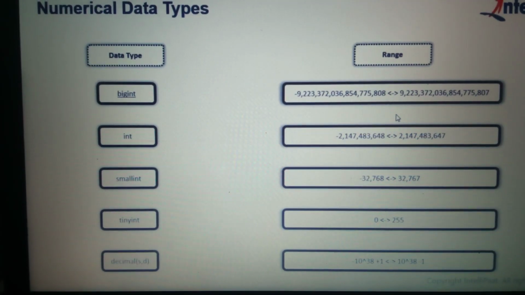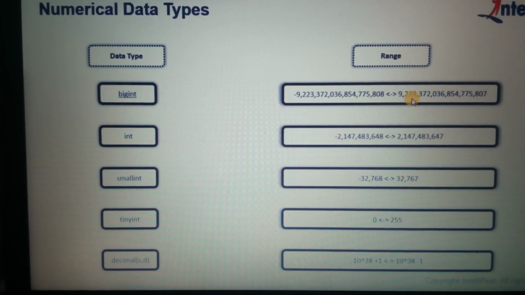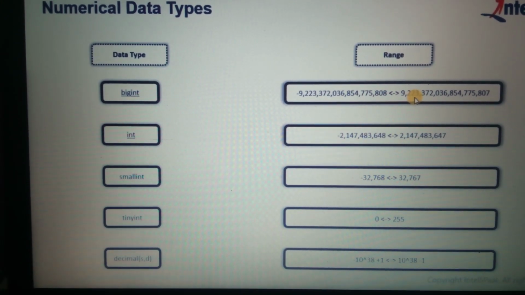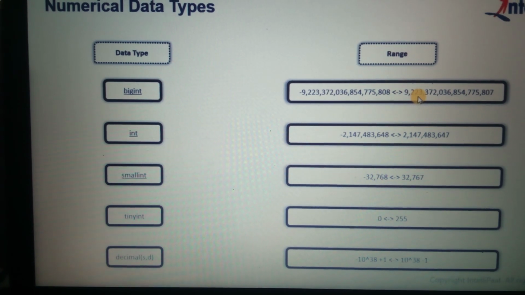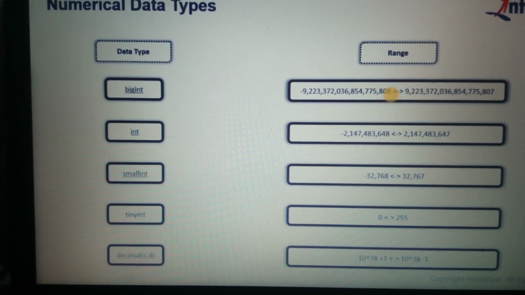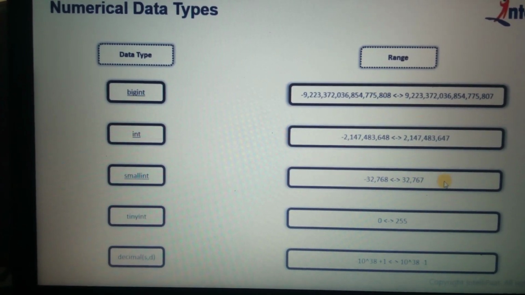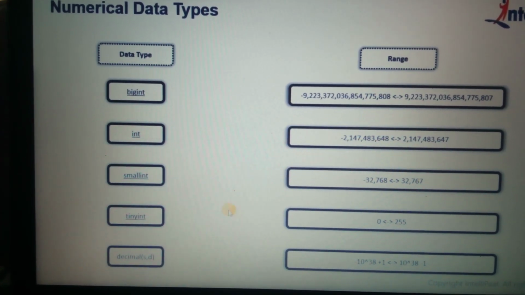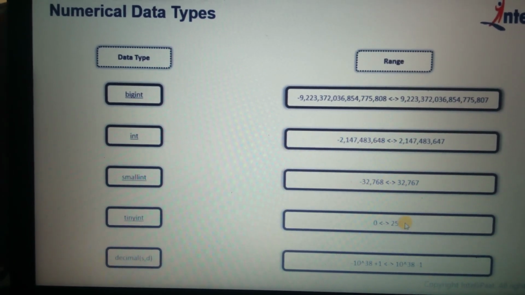So we have the big int data type, which helps us to store really big values. So you can see the range of big int over here. Then we have the int data type, which helps us to store reasonably big values. After that, we have the small int data type, and the range of small int is from minus 32,768 to 32,767. Then there's tiny int, and the range is only between 0 to 255.